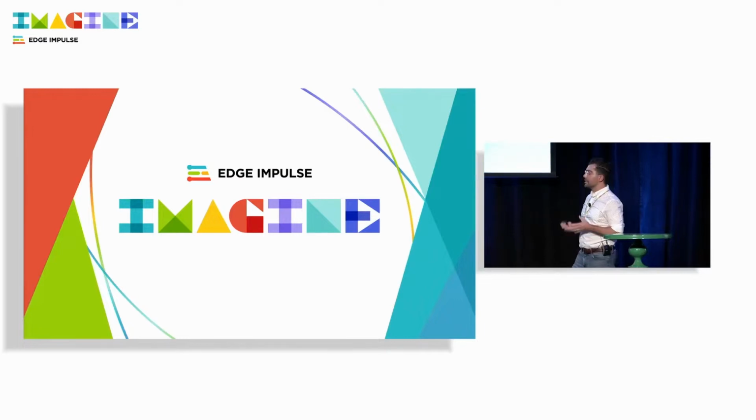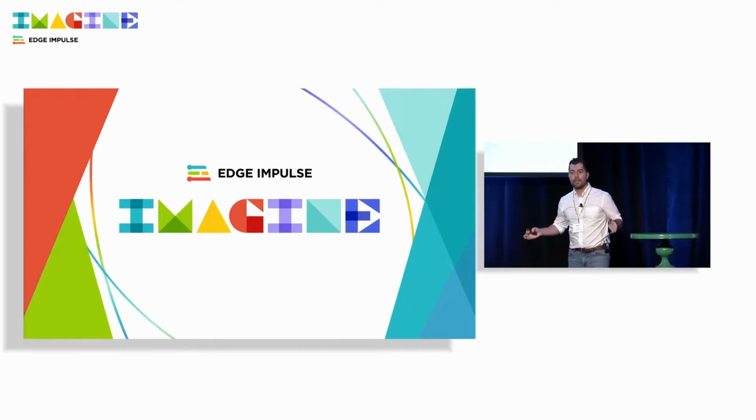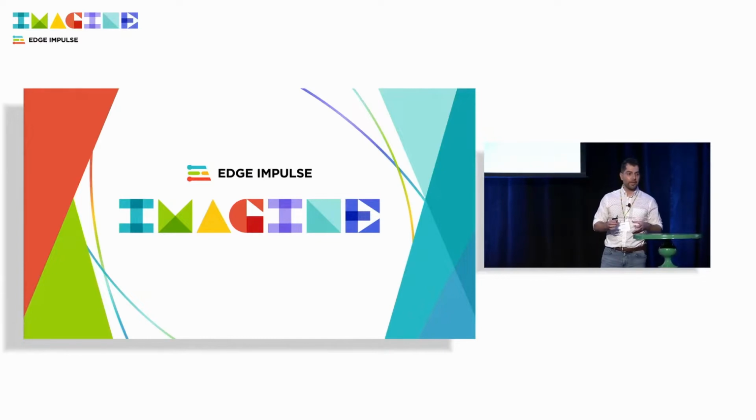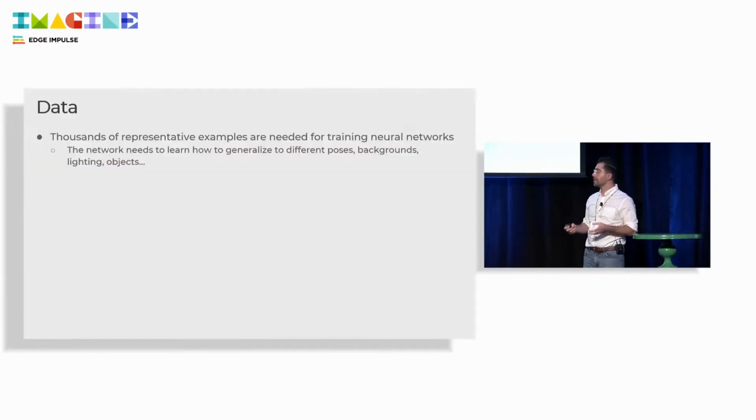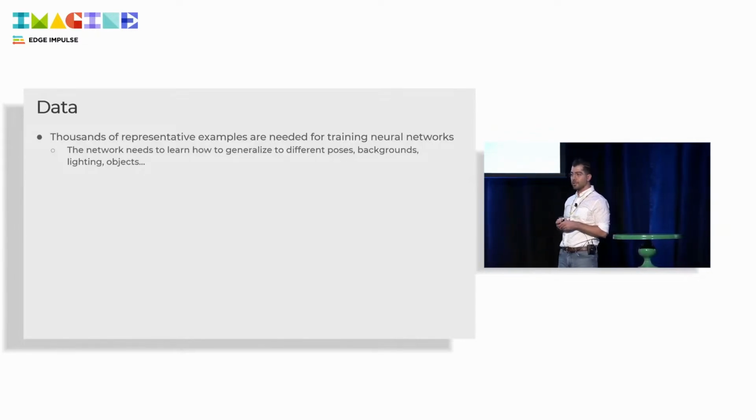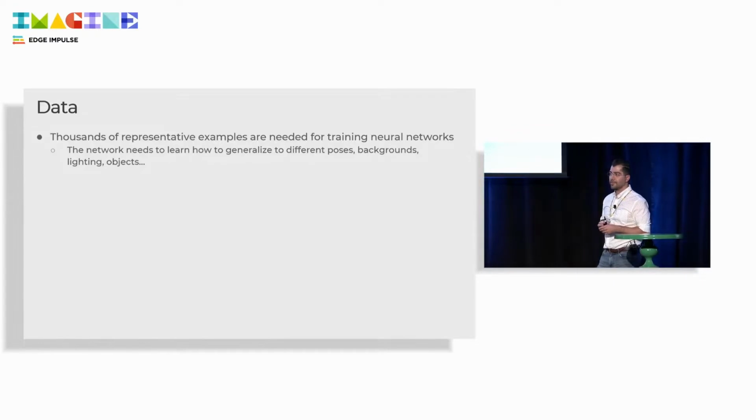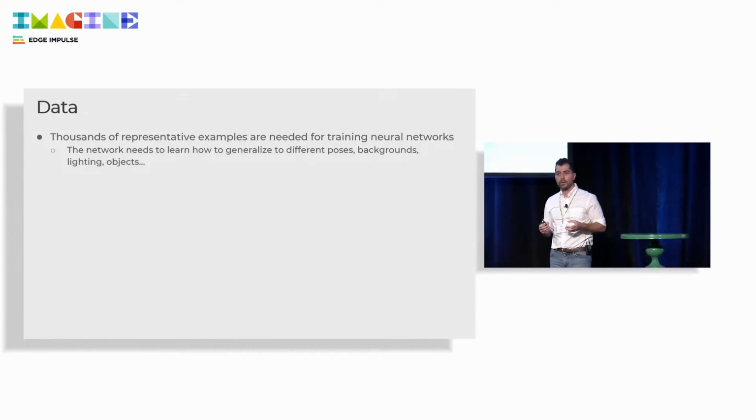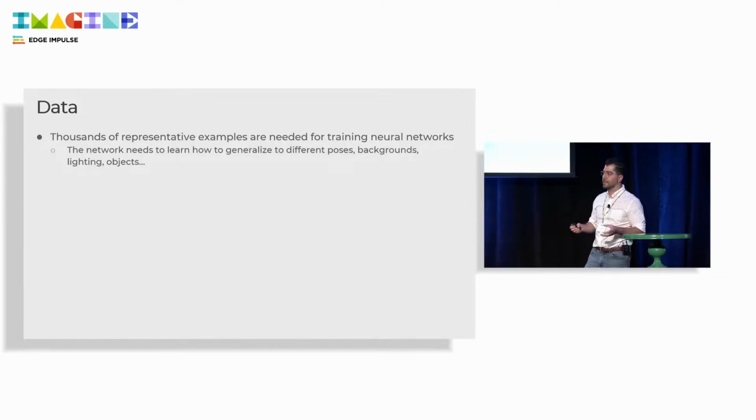In designing these models, so many components need to come together in order to produce successful CNN models. I'll be talking about the data component, which is one of the major components. We know that we need thousands of representative examples to produce a successful CNN model. Why? Because the network needs to learn how to generalize to many conditions, backgrounds, scenarios, people, ethnicities, and so on.